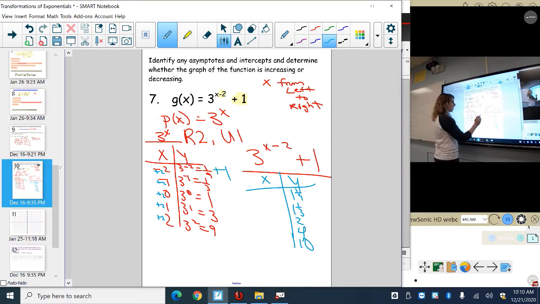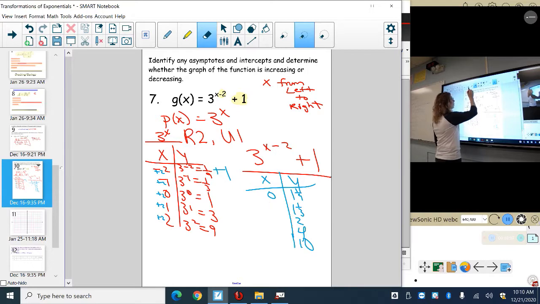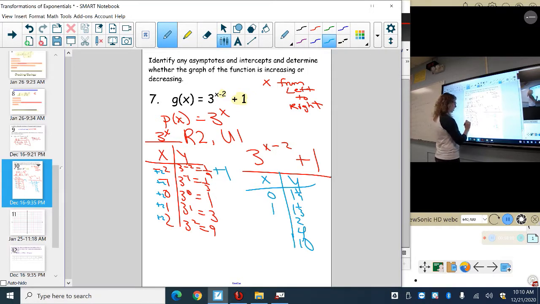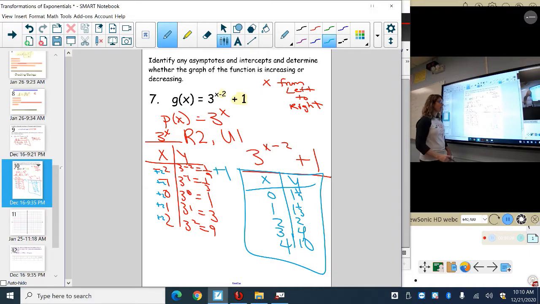Okay? Over here, you're going to have 0. 2 minus 1 is going to be 1. 2 plus 0 is 2. 2 plus 1 is 3. And 2 plus 2 is 4. This is the graph that you would be graphing.